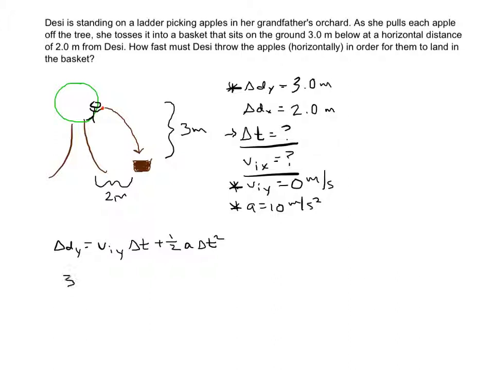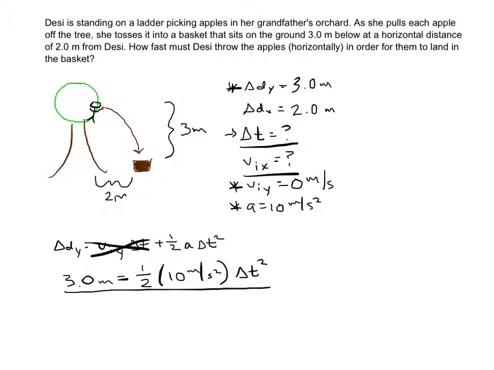When we get all that, let's plug some stuff in. We've got 3.0 meters equals, this can all go away because there is no initial velocity in the y direction, equals 1/2 times 10 meters per second squared, and then delta t squared. Now I'm going to go ahead and divide by 5 here, the 1/2 times 10. So we're going to divide by 5 meters per second squared, and that is going to give us 0.6 seconds squared equals delta t squared.